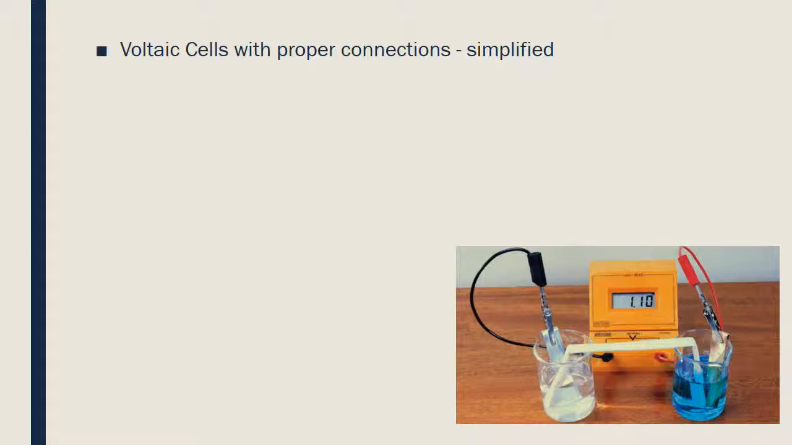So the simplified version, which I like so much better. You're going to have your anode side and your cathode side, and they're going to be separated. On our anode, you have your more reactive metal, the metal that wants to go from a solid to its aqueous form.